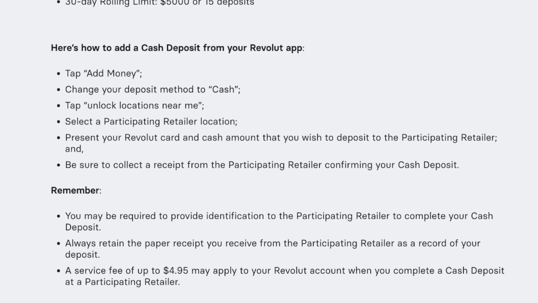Remember that you may be required to provide identification to the participating retailer to complete your cash deposit. Always retain the paper receipt you receive from the participating retailer as a record of your deposit, and a service fee of up to $5 may apply to your Revolut account when you complete a cash deposit at a participating retailer.